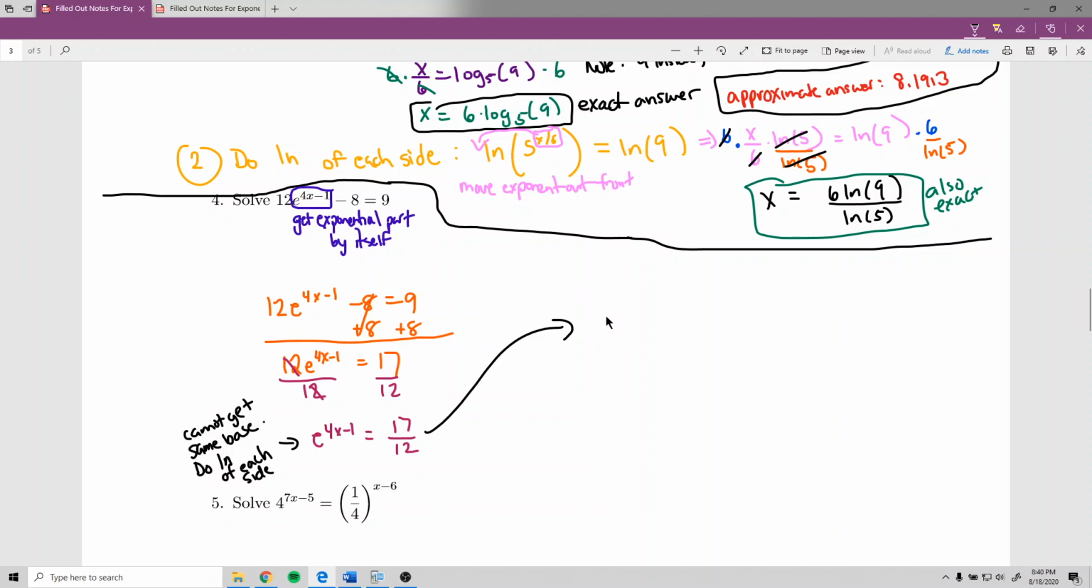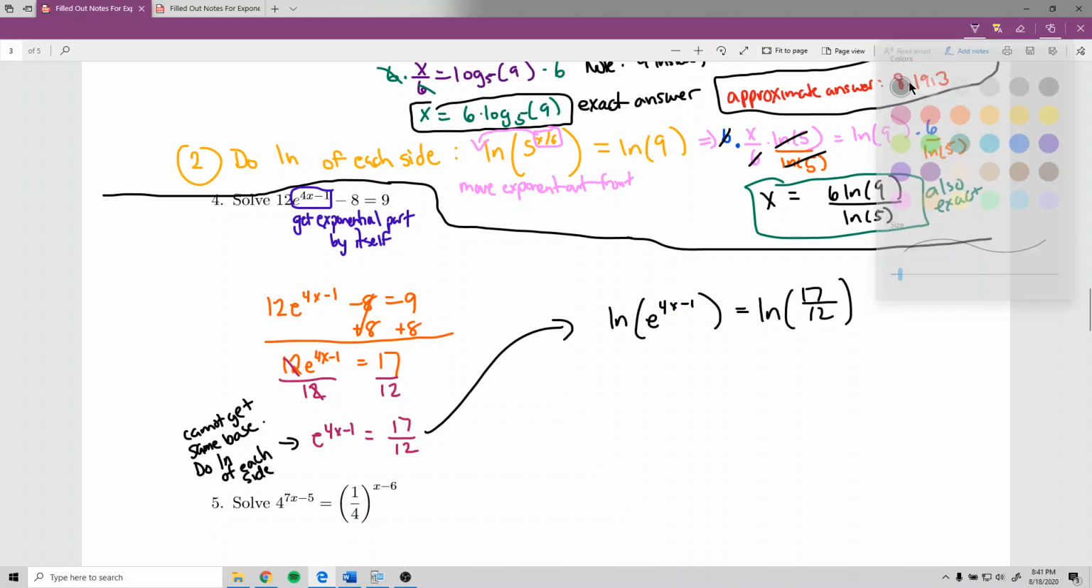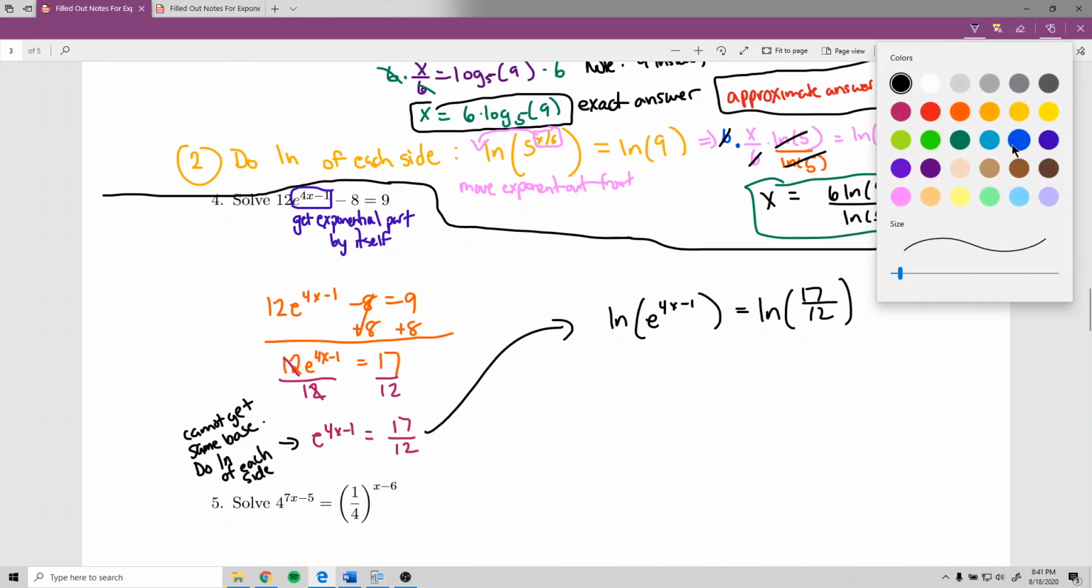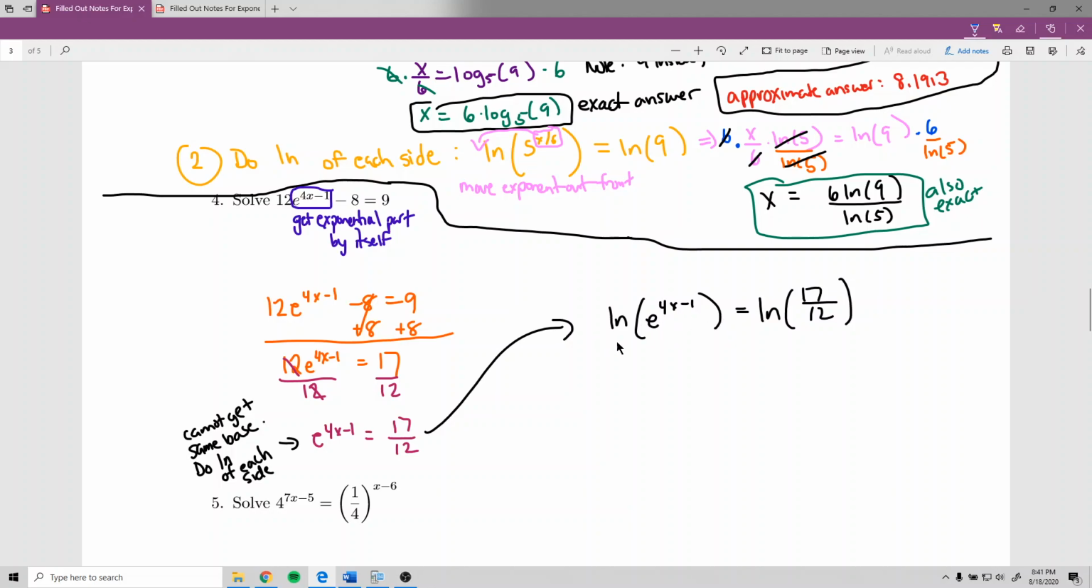So I'm going to start by doing that. We get the natural log of e to the 4x minus 1 equals the natural log. Make sure you put in the whole fraction here. Since the fraction's already there before, it's going to be all inside the natural log. Now, if you actually remember the rule here, you'll remember that ln and e actually cancel out. So before ln and 5 do not, but ln and e cancel out, and we're left with just the exponent.